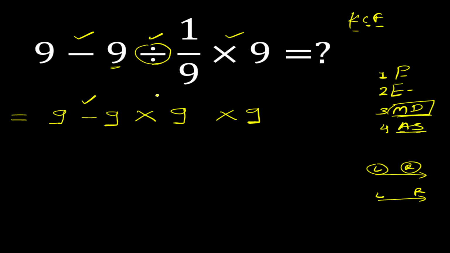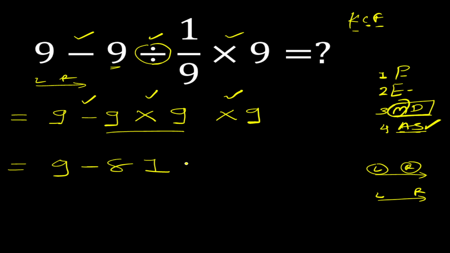Now here we have one subtraction, here multiplication, and here multiplication. So first we have to solve multiplication, then we have to solve subtraction. But here we have two multiplication and both have equal priority, so we have to solve it from left to right. So first we have to solve this multiplication, right? So now 9 minus 9 multiply 9 is equal to 81 multiply 9, right?